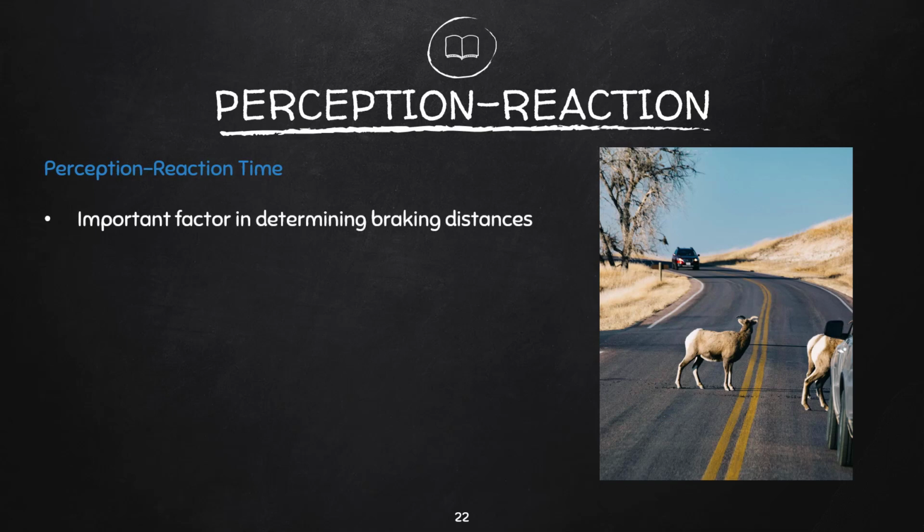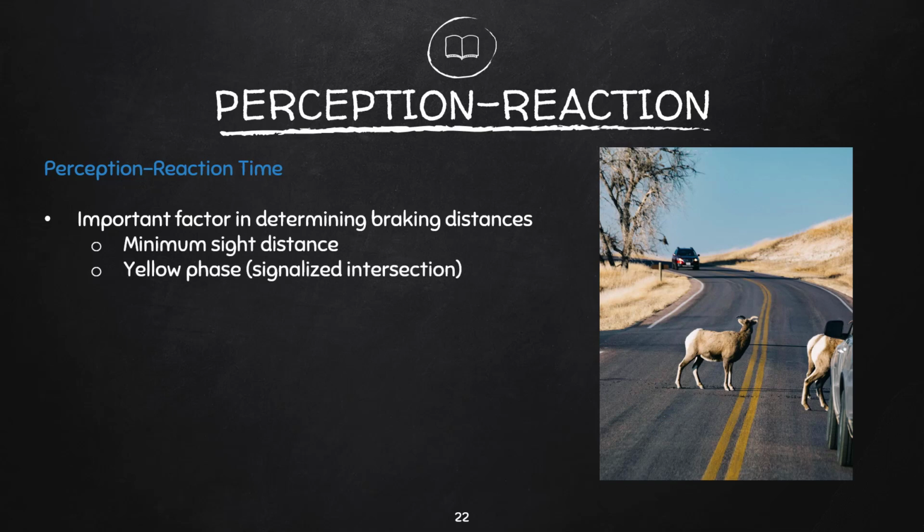Perception reaction time is an important factor in determining the braking distances, minimum sight distance, yellow phase at a signalized intersection, and this varies among individuals. That is why the human component really is a very complex part. It is affected by many other factors and varies among individuals.